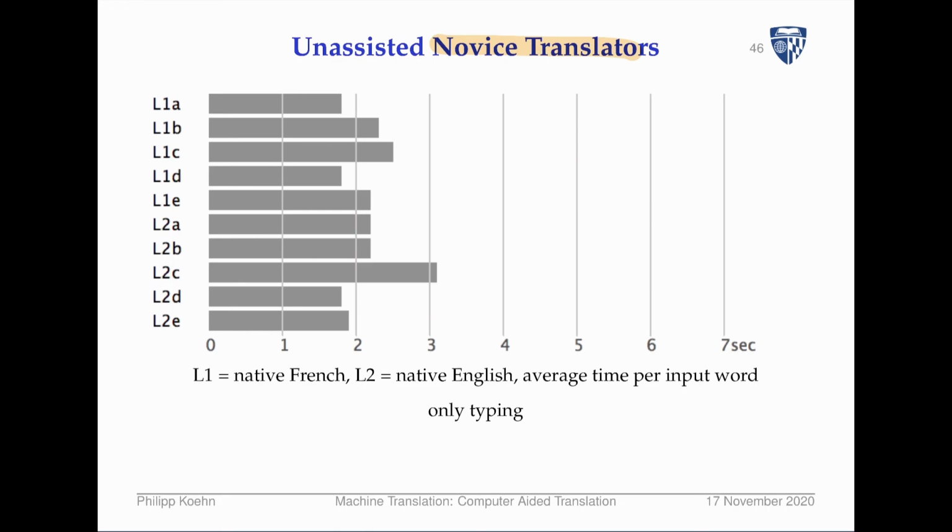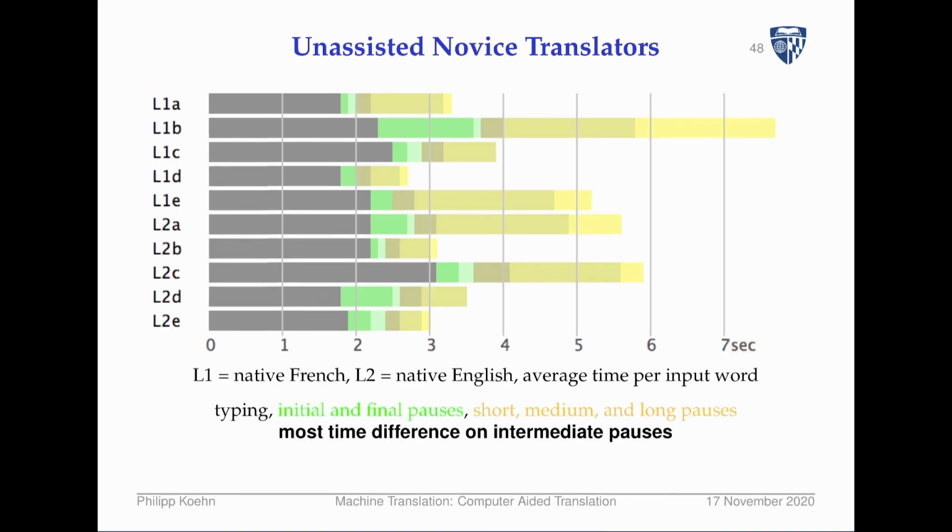This is how much time they spent typing. This is how much time they spent on pauses. Whenever there was a typing break of more than 2 seconds, we consider that a pause, and this is checking if there was a typing break at the beginning of the translation and how long it was. This is then broken down over all the sentences in seconds per word. Here are then short, medium, and long pauses. Short pauses are less than 6 seconds, medium pauses are between 6 and 60 seconds, and long pauses are longer than a minute.